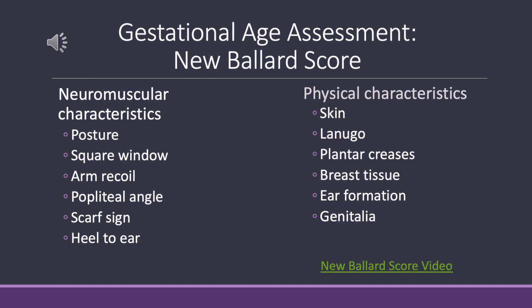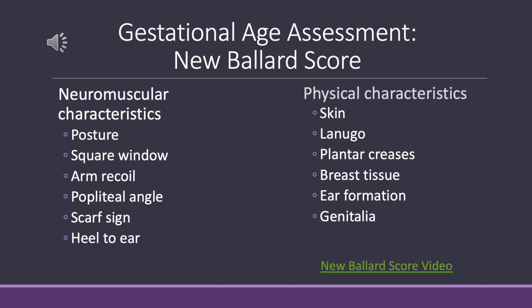Finally, the last assessment that is sometimes done is a gestational age assessment. The new Ballard Maturational Assessment Score is typically used if the mother didn't have any prenatal care or if the provider wasn't sure of the due date. It uses the muscular, skeletal, and physical characteristics described on the slide to identify the approximate age of the newborn.